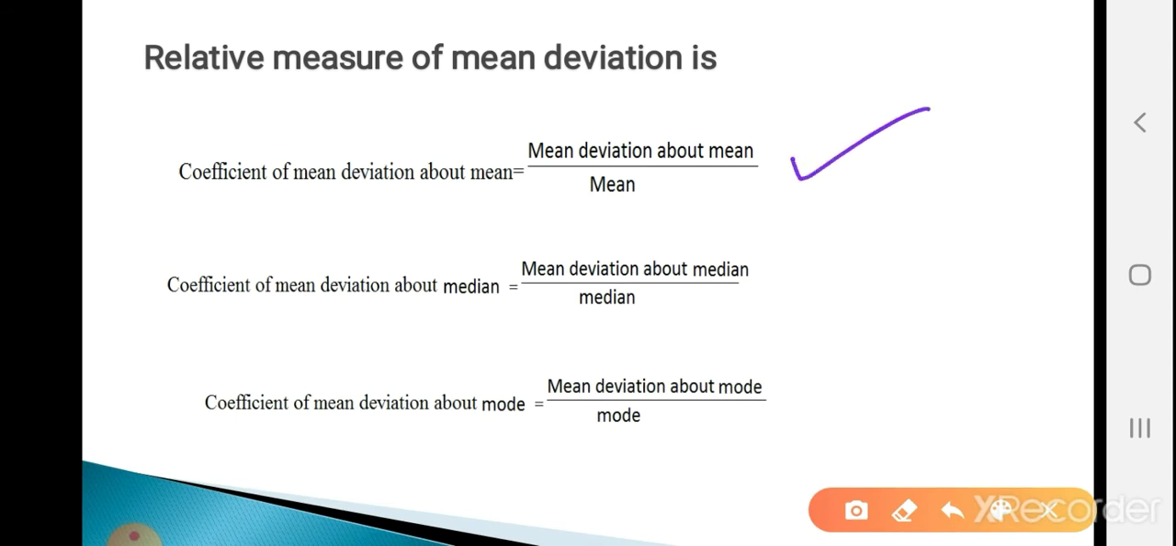Then the coefficient of mean deviation about median is equal to mean deviation about median divided by median. And the last, the coefficient of mean deviation about mode is equal to mean deviation about mode divided by mode.